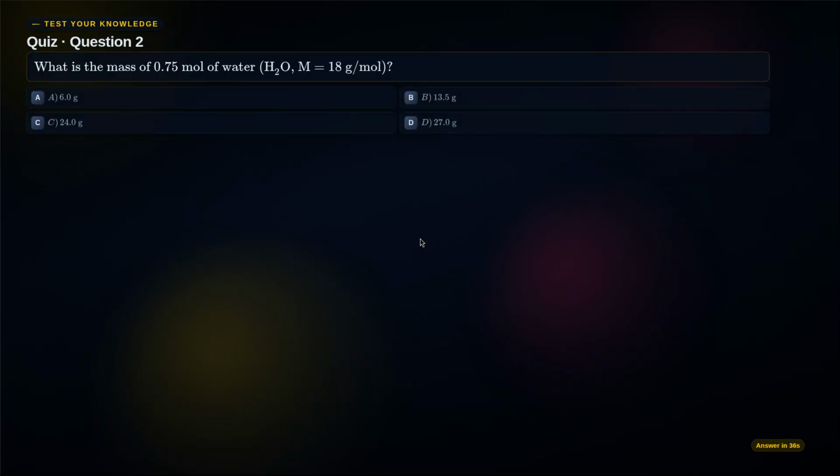Quiz 2. Question: what is the molar mass of water, H2O, in grams per mole? Option A, 10 grams per mole. Option B, 16 grams per mole. Option C, 18 grams per mole. Option D, 20 grams per mole. Take a moment to work this out from atomic masses. The answer will appear shortly.